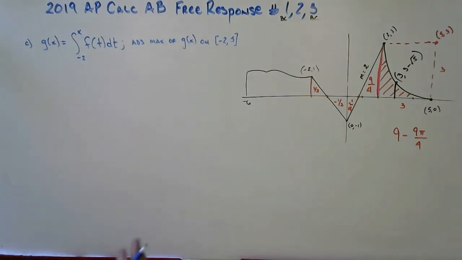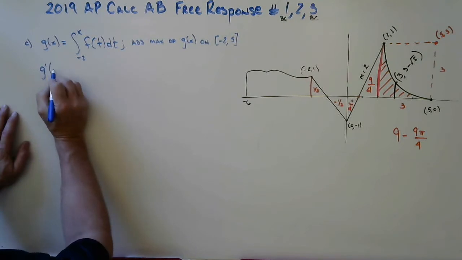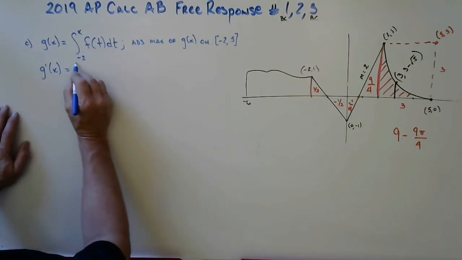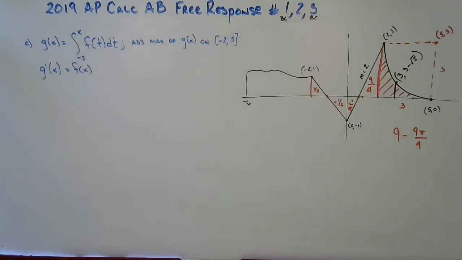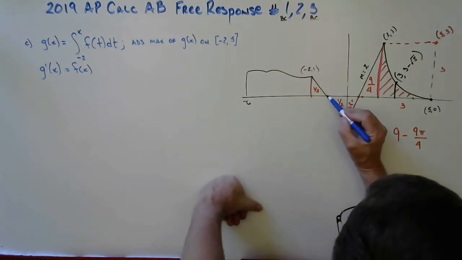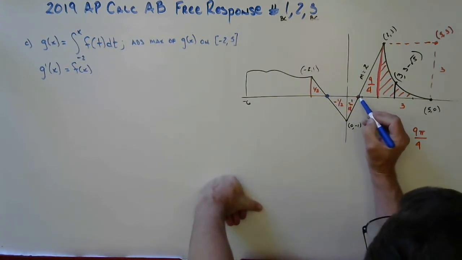Now we know to find an absolute max, we're going to have to test the endpoints and any critical values. That's what we're going to have to do. So we have to ask ourselves, is there anywhere g prime equals 0 or fails to exist? Now what is g prime? G prime of x is the derivative of this, so that's just f of x. So is there anywhere between -2 and 5 where f of x, which is g prime, equals 0?